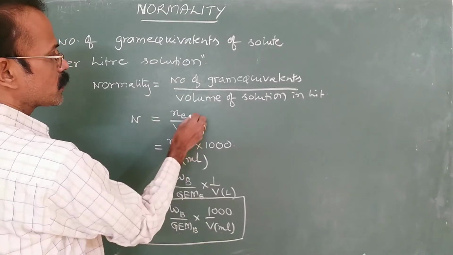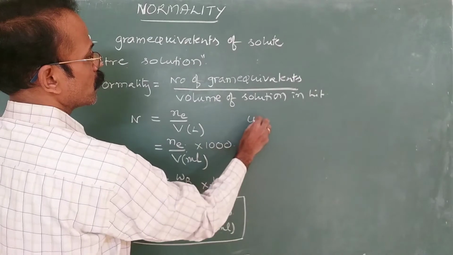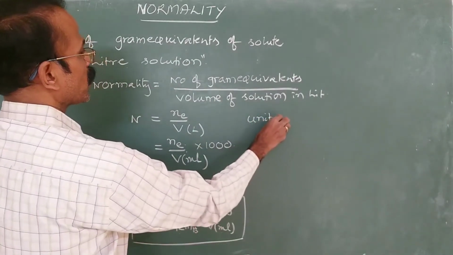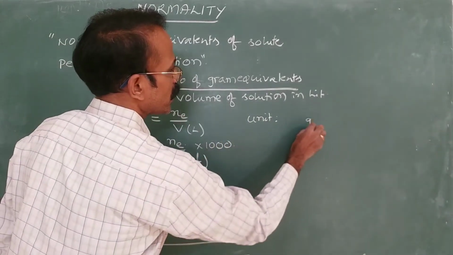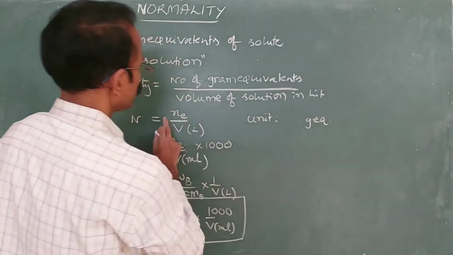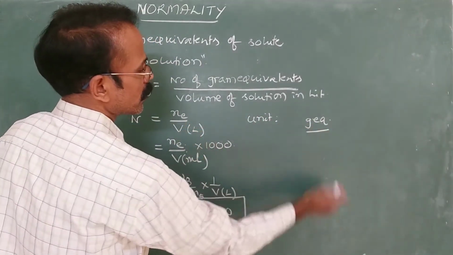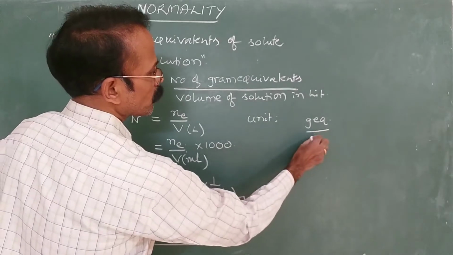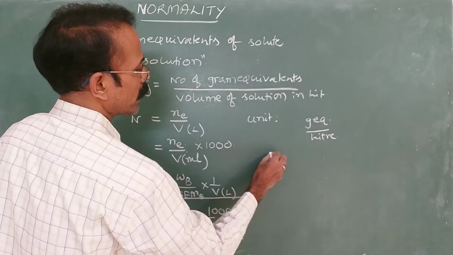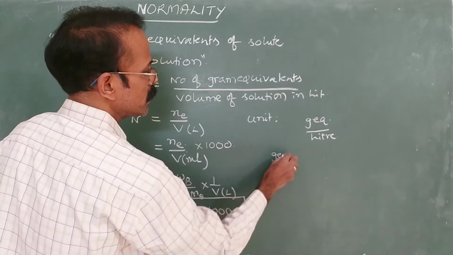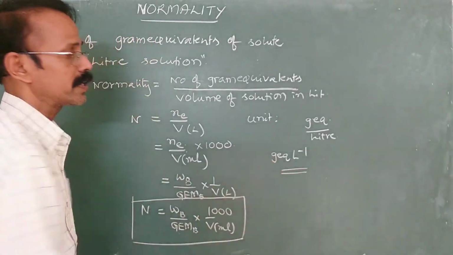Normality is equal to the number of gram equivalents by the volume of the solution. From this formula, the number of equivalents can be written as gram equivalents, the number of gram equivalents divided by the volume of the solution in liters. So here the volume is in liters. So the unit is gram equivalents per liter, or in short we can write it as GEQ per liter. So this is the unit of normality.